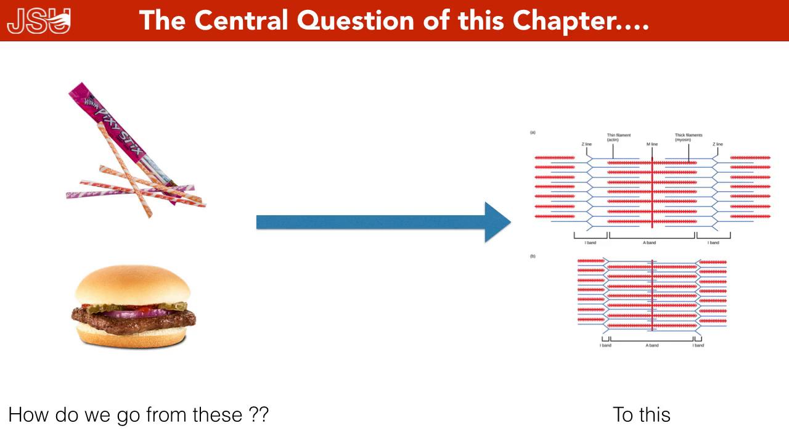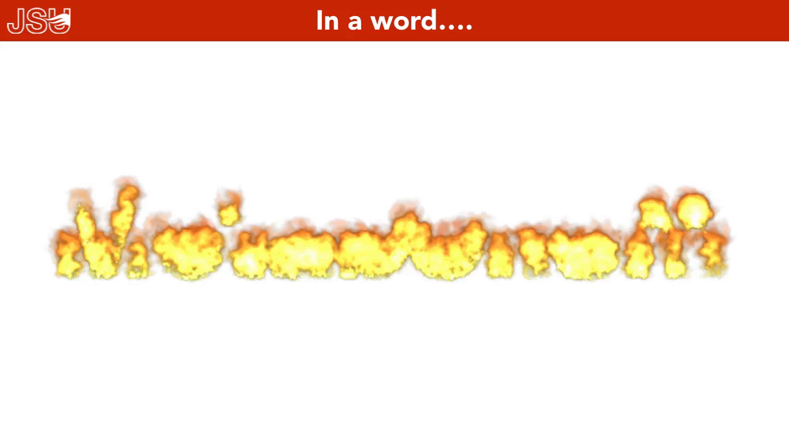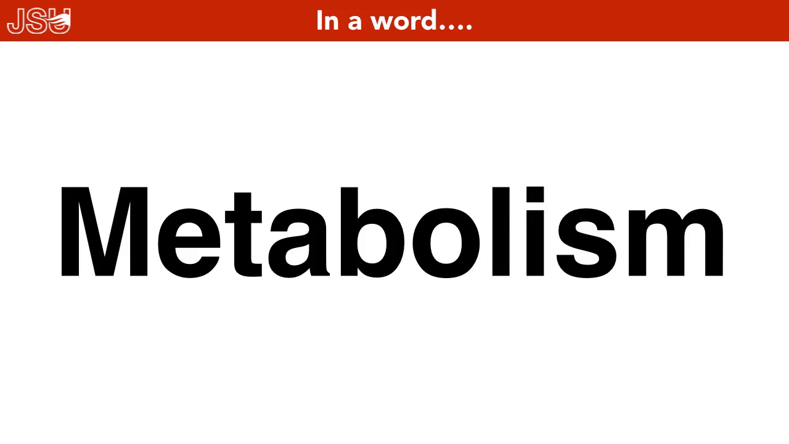And this requires ATP to function. It might be hard to see, but here we have an ATP working. So to have a muscle contract, we need ATP. So in a word, what are we talking about? We're talking about something called metabolism. That's the basic thing of what our next test is on.